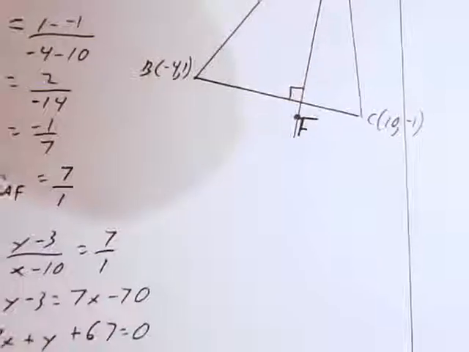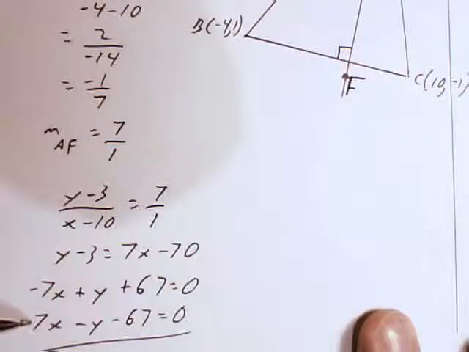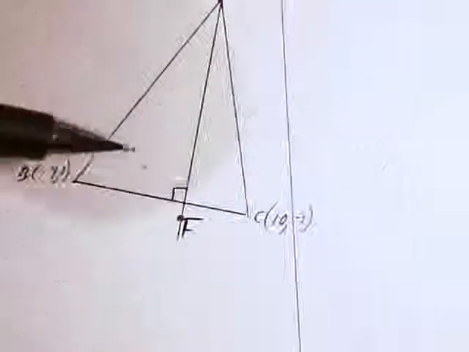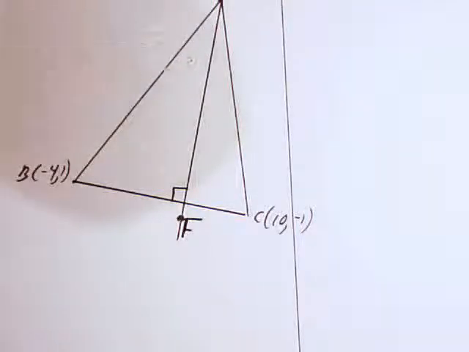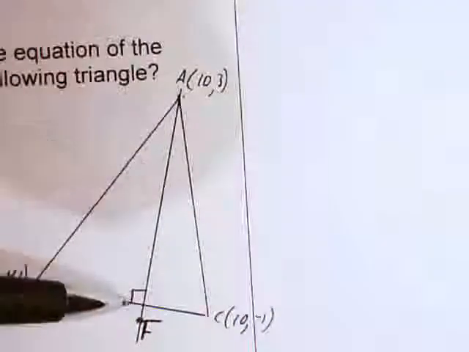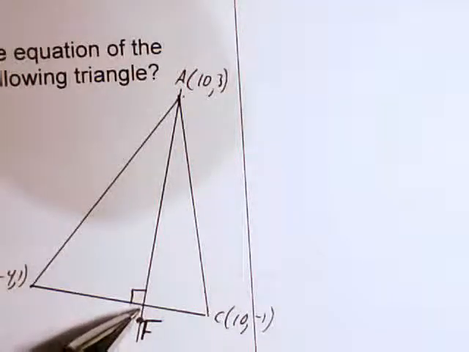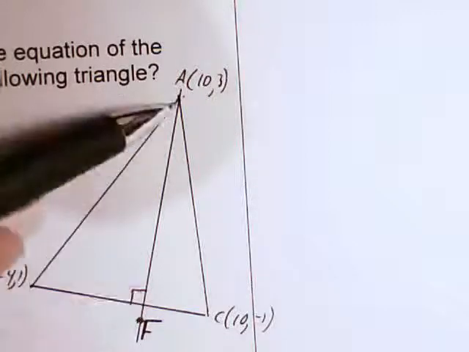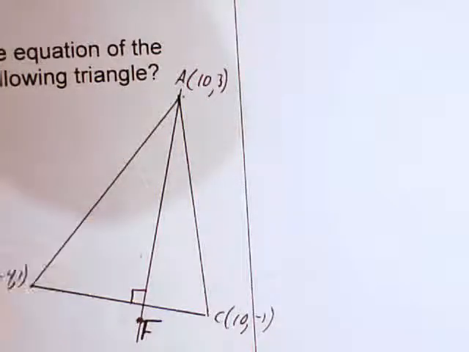The slope of this equation is negative a over b, which is negative 7 over negative 1, or plus 7. This definitely looks like a slope of plus 7, going from A down to the base. We do not know this point here, but it doesn't matter. If we're just looking for the equation, all we need is the point and the slope of this line.